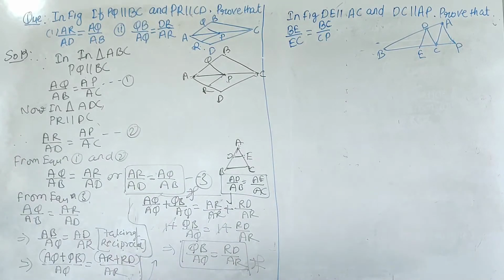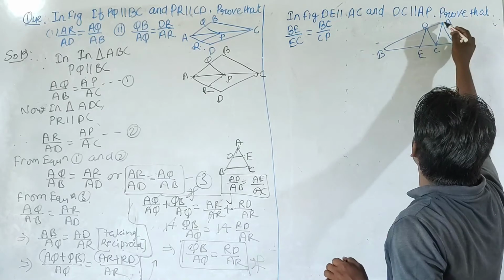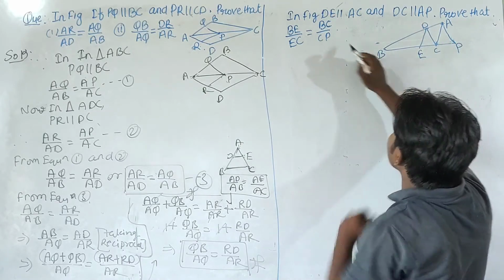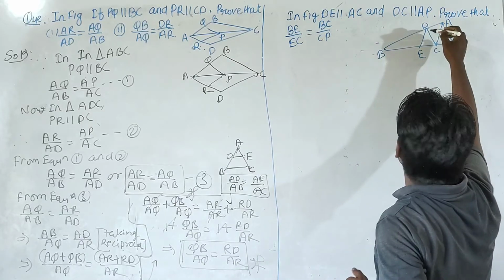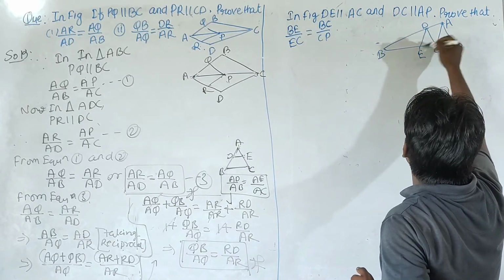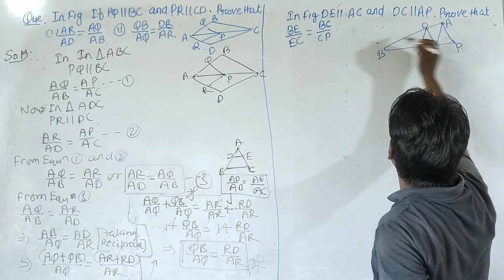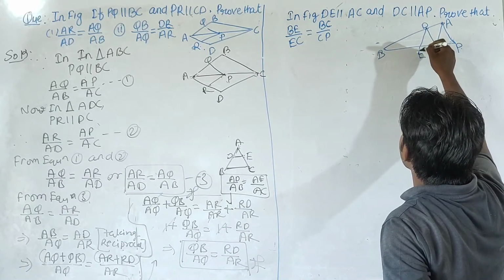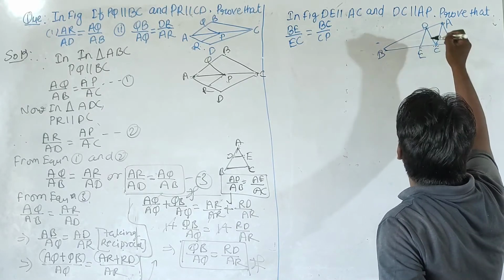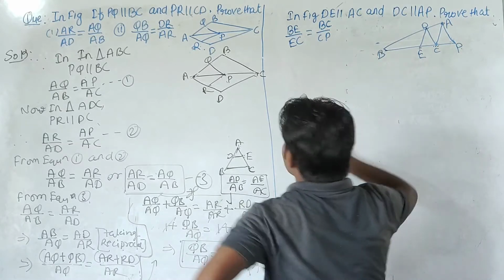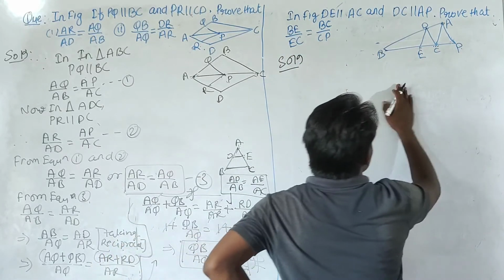For the next question, we are given a triangle APB. In the figure, DE is parallel to AC and DC is parallel to AP. Then prove that BE by AC will be equal to BC by CP. Let's solve it. For the solution, we again have to draw a simple diagram.